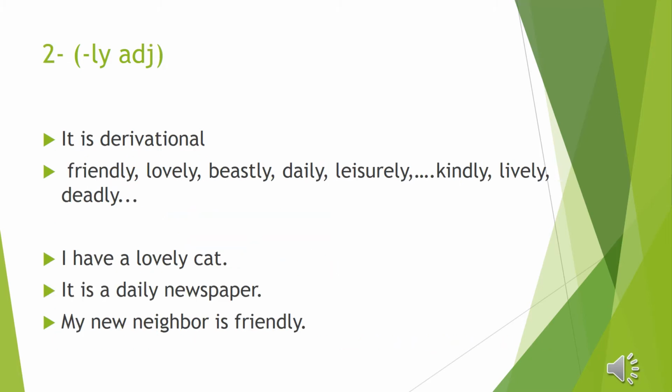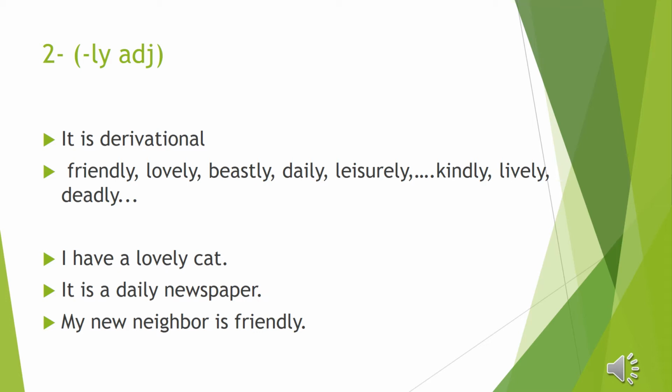The second suffixal homophone of ly is ly adjectival. This ly is derivational, and it is attached to nouns to make them adjectives. That is why we call it ly adjectival. Friendly, lovely, beastly, daily, leisurely. All of them consist of a noun plus ly adjectival. So all of them are adjectives.